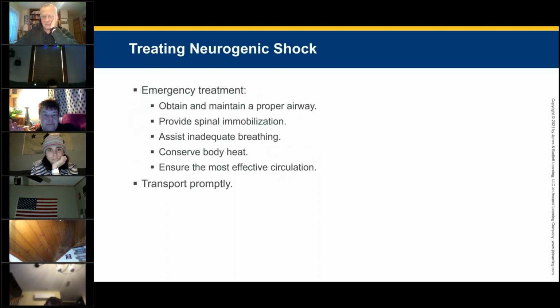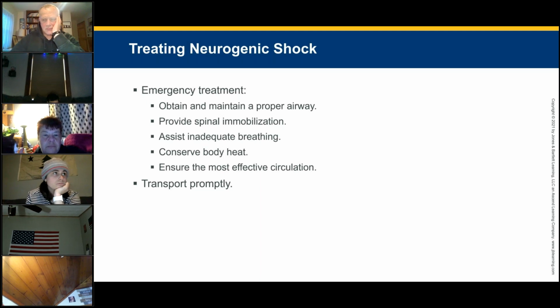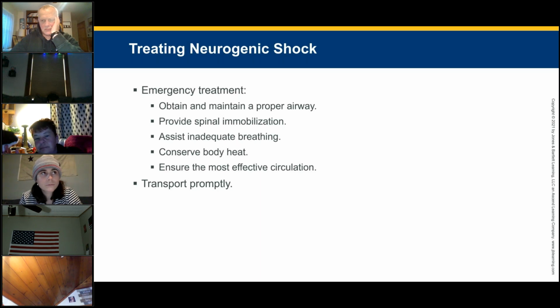Treating neurogenic shock. Your goals are going to be to obtain and maintain a proper airway, provide spinal immobilization if it's indicated, assist inadequate breathing as needed, conserve their body heat, and ensure the most effective circulation possible. Transport the patient promptly to a facility capable of managing their spinal injuries.